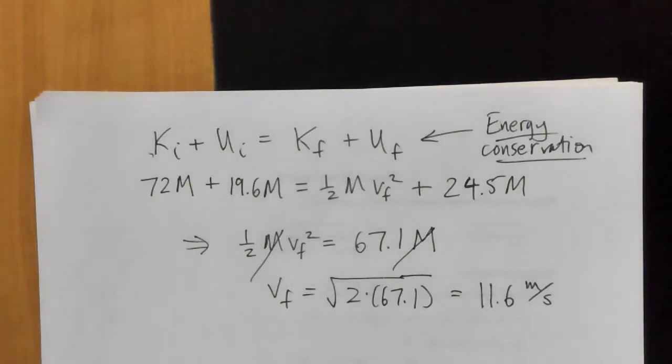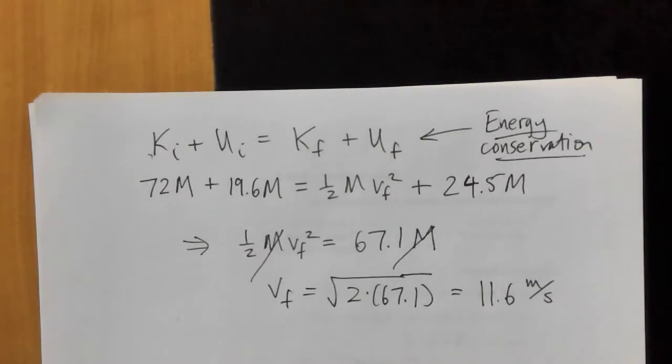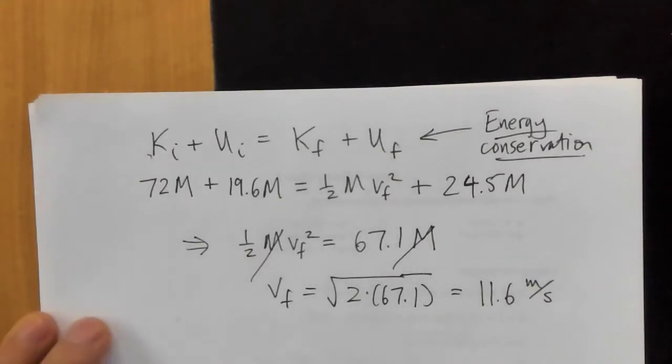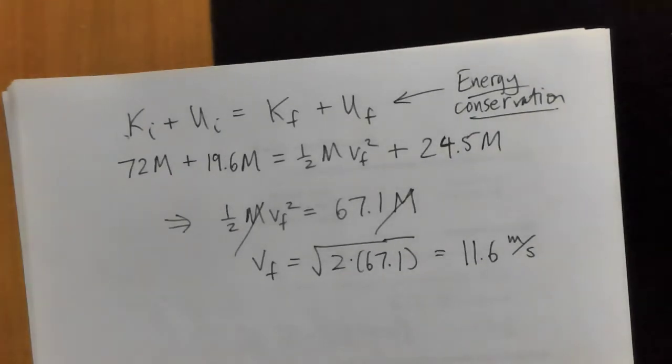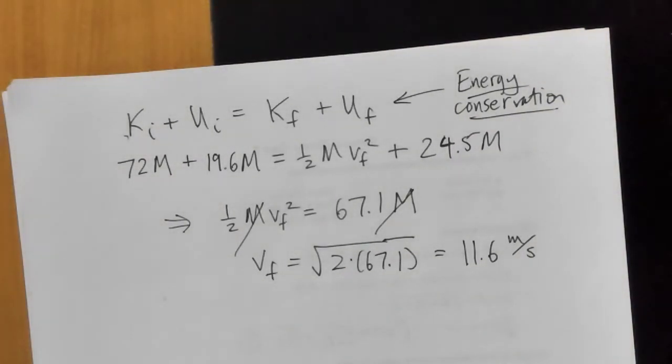Okay, everybody follow that? It was not that hard, right? You just say Ki plus Ui is equal to Kf plus Uf, and that's all there is. Questions? Any questions about this?